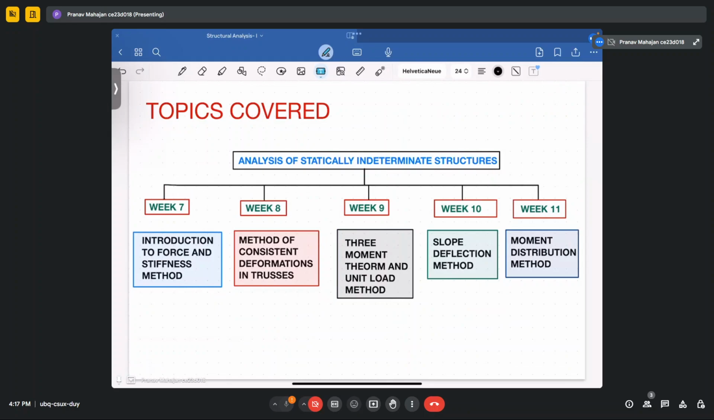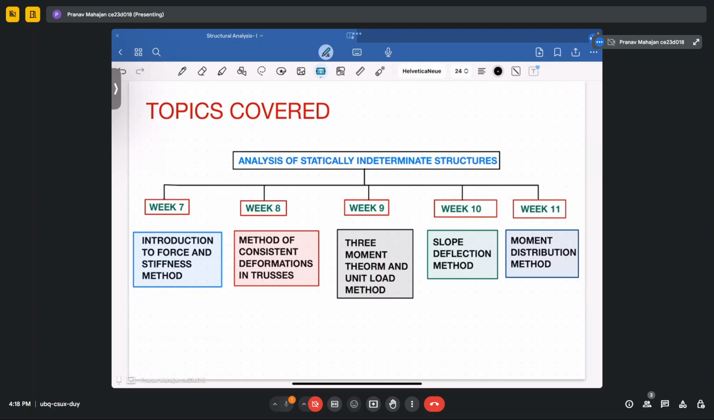After that, we have moved to the analysis of statically indeterminate structure. So from week 7 to week 11, we have covered the analysis of the statically indeterminate structure, wherein we started with the force and the stiffness method, and we introduced various concepts and methods that are there for force method as well as the stiffness method.